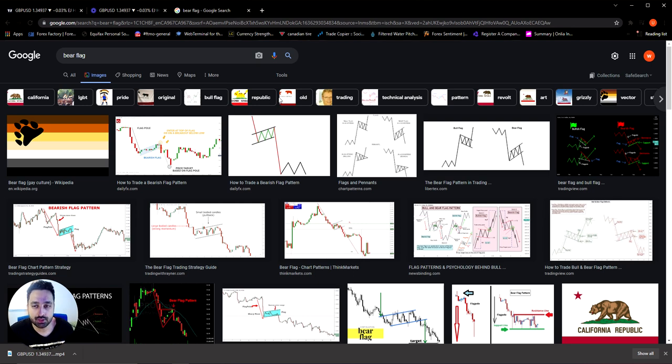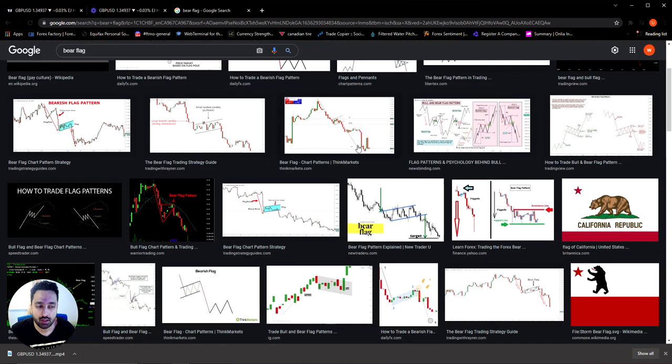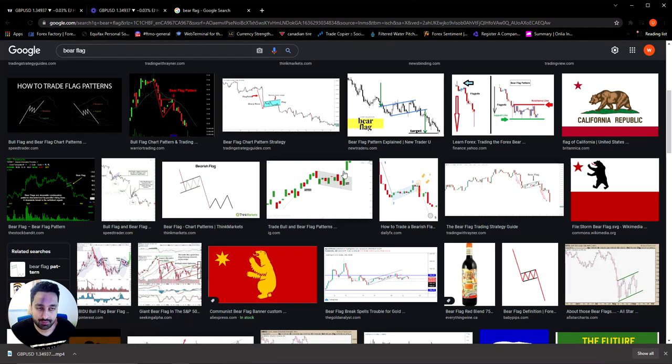You're going to use this in a scenario when you're selling. We already know we're in a seller's market. We're already looking for shorts. This can be added on as one last extra confluence. Okay, what is a bear flag?